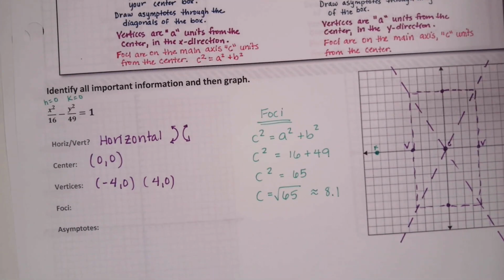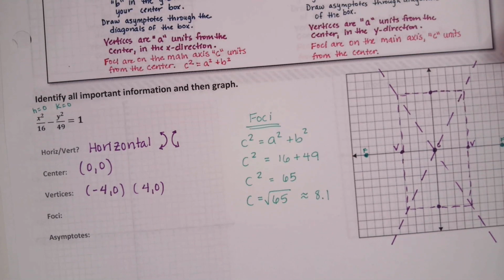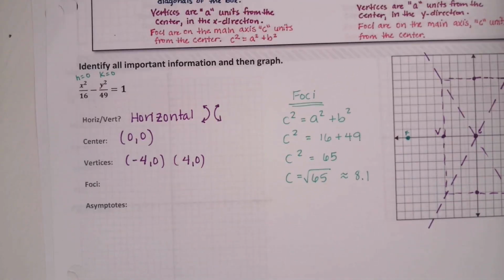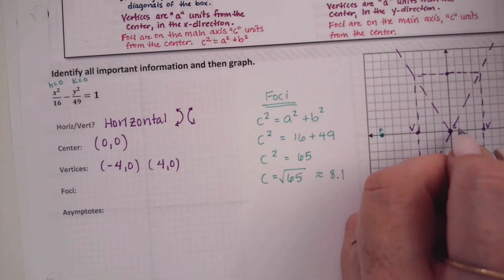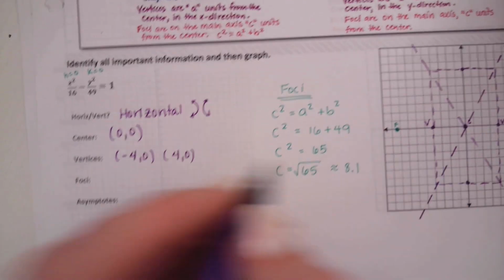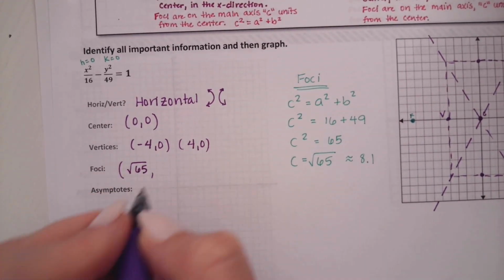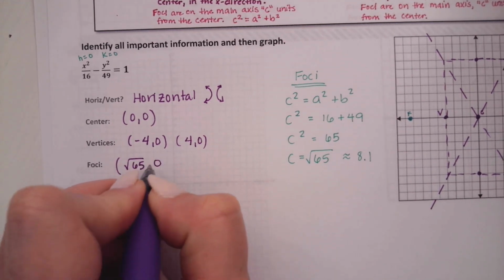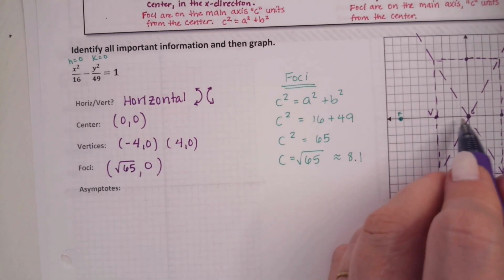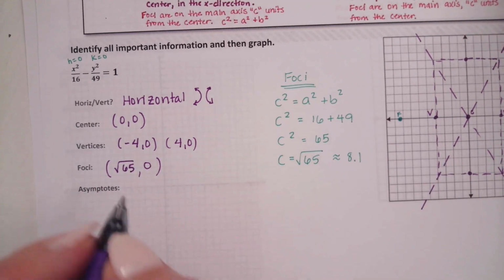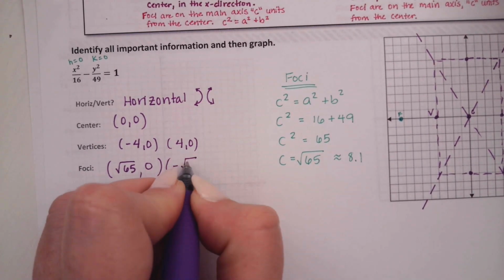When I write those, though, I do want to write their exact values. I don't want to write 8.1 and -8.1. I want to say one of them is square root of 65 to the right, and then it did not go up at all, so square root of 65, 0. And the other one, we just went left square root of 65, so negative square root of 65, 0.